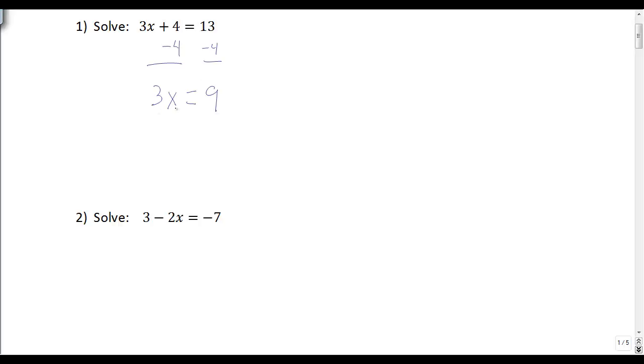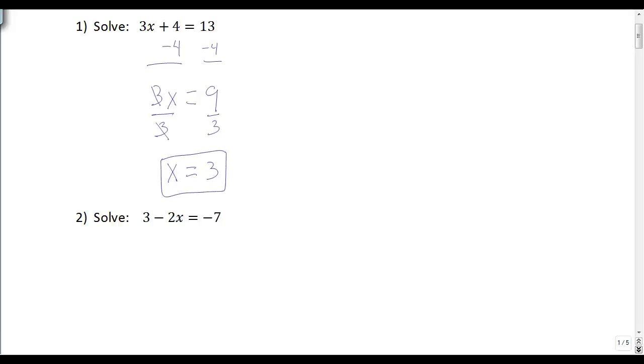Now, what I look at is 3x, that's 3 times x. So 3 multiplied by x. So to undo the multiply by 3, I'm going to divide by 3, but then I need to do the same thing to the other side to keep these equal. Now, as fractions, these 3's cancel. I'm left with x over 1, which is really just x. And then 9 divided by 3, that's 3. So there's my answer there.